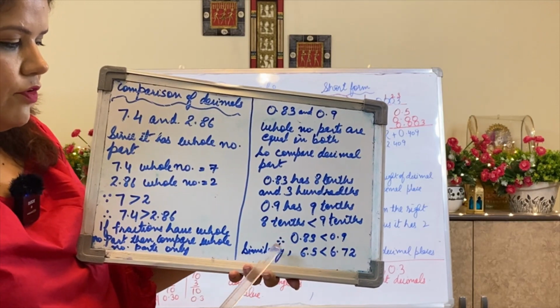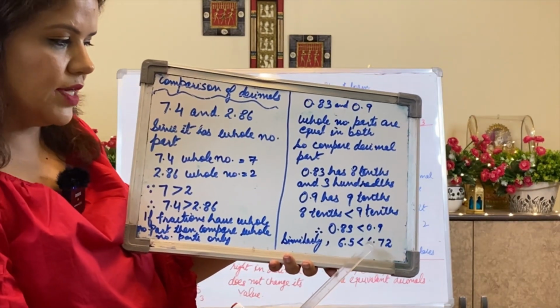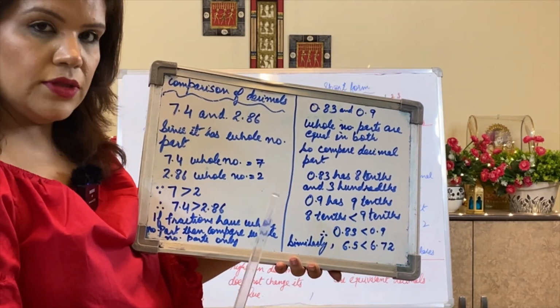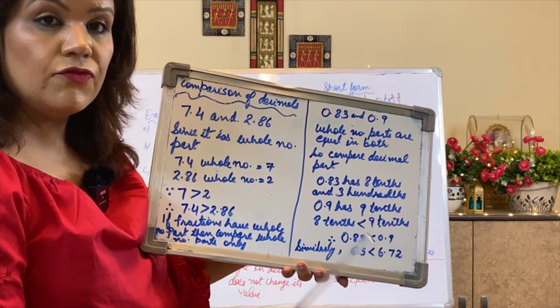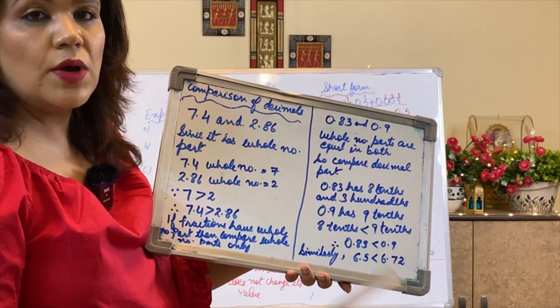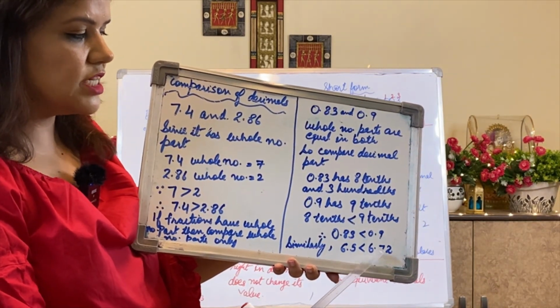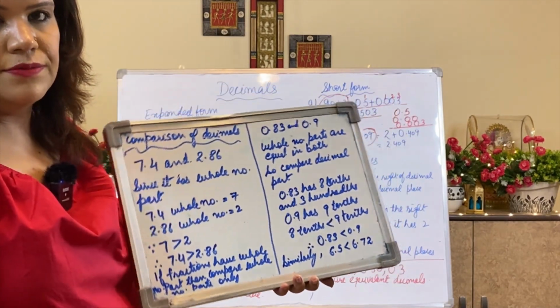Same way, we can compare 6.5 and 6.72. You can see whole part in both the cases is 6 and both are equal. So we will compare 5 and 7 after the decimal. Here we have 5, here we have 7. Which one is greater? 7 is greater. So we will say 6.72 is greater than 6.5.